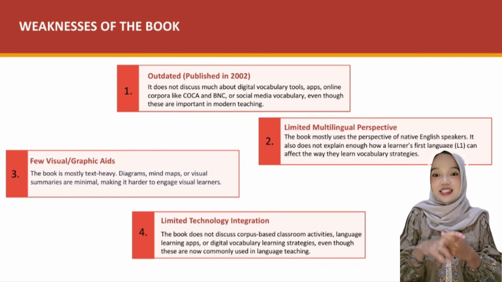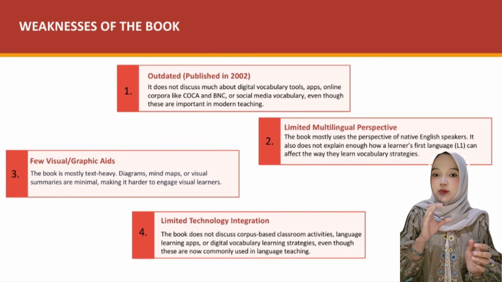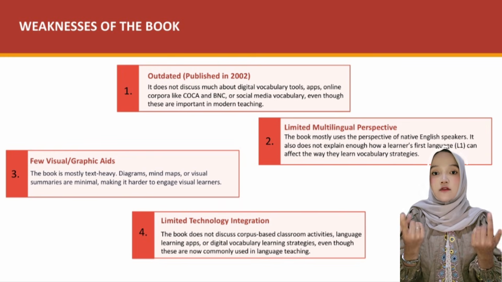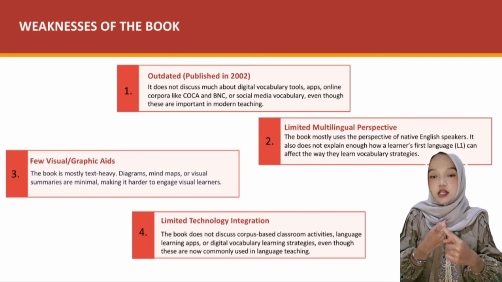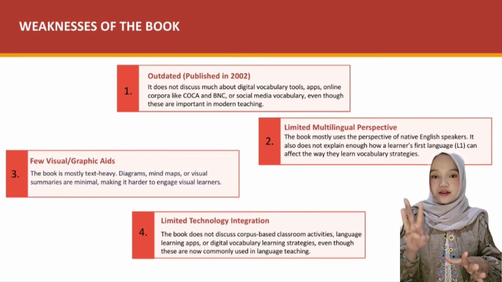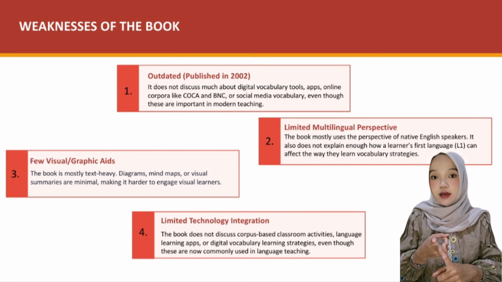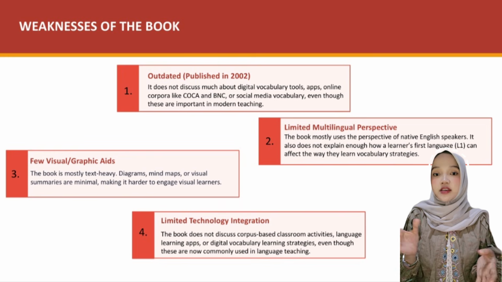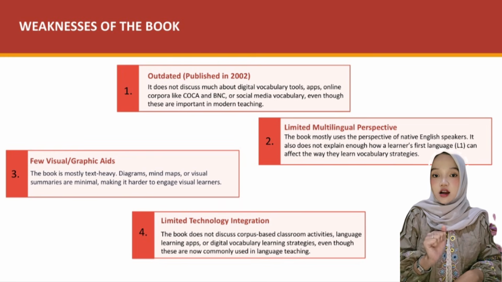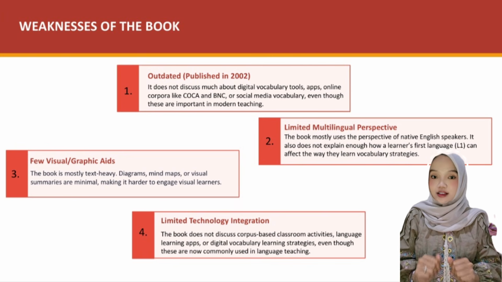The third weakness is the limited multilingual perspective. The book mostly uses the perspective of native English speakers and doesn't deeply explain how students' first language can affect vocabulary learning. The fourth weakness is that the book is text heavy. There are only a few visual aids such as diagrams or mind maps, so visual learners may feel less interested while reading it. Even though the book has weaknesses, the main ideas are still useful and relevant.